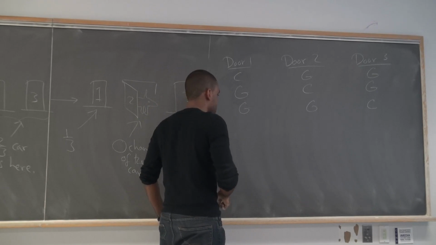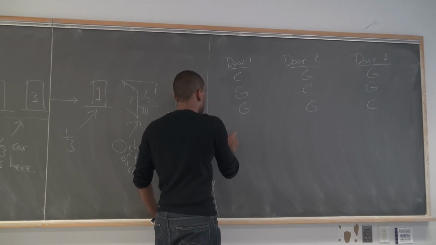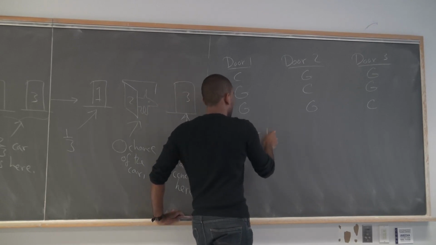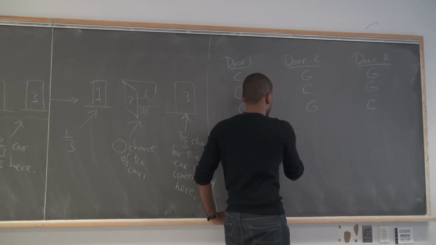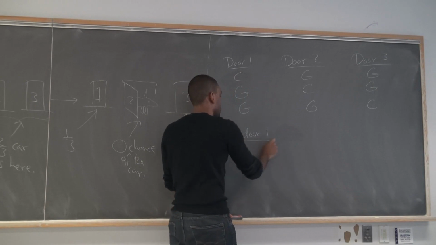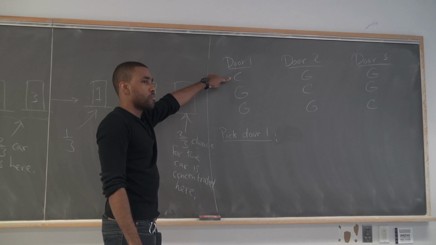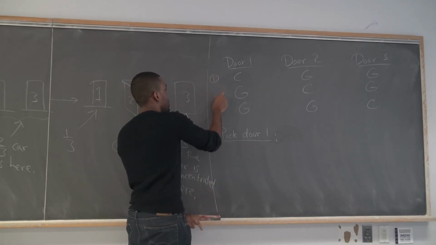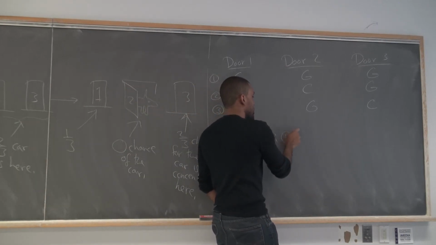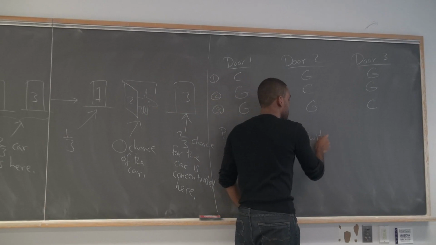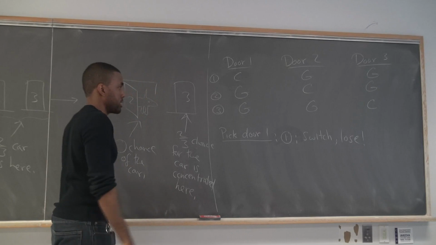Now, let's say, I just want to make it simple, you pick door 1. Now what are the options? Let's say in the first case, you pick door 1. So these are the cases: case 1, case 2, case 3. In case 1, if you switch, what happens? You lose. So that's just one case.